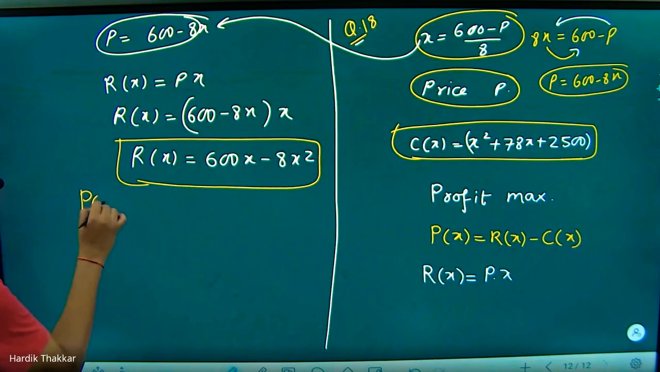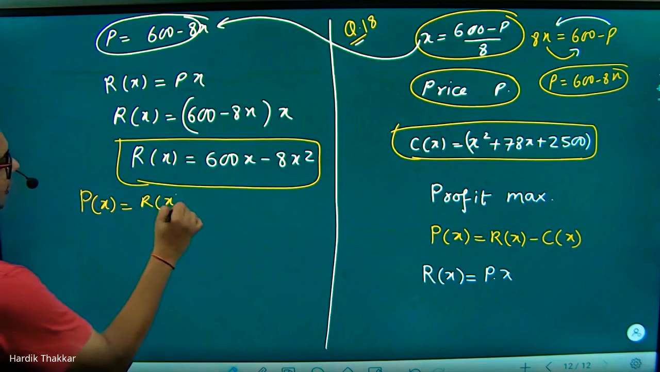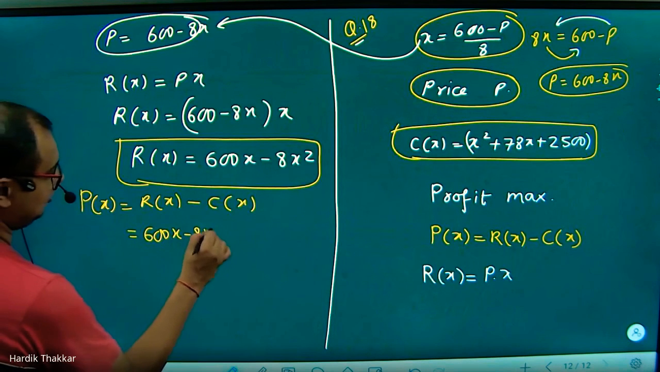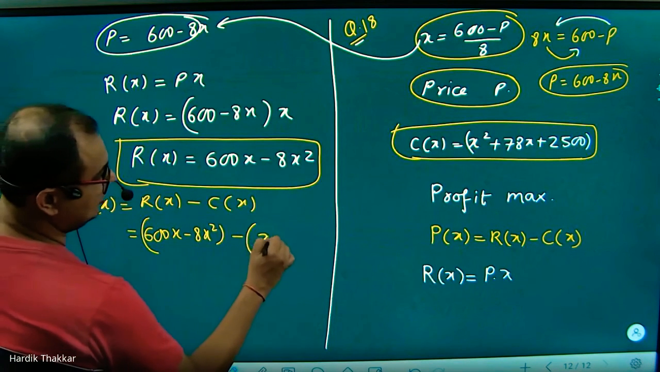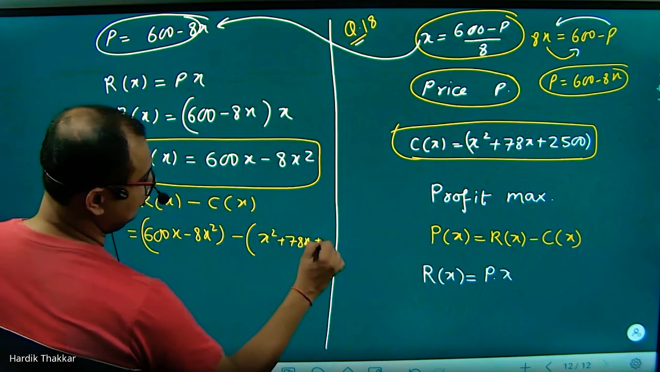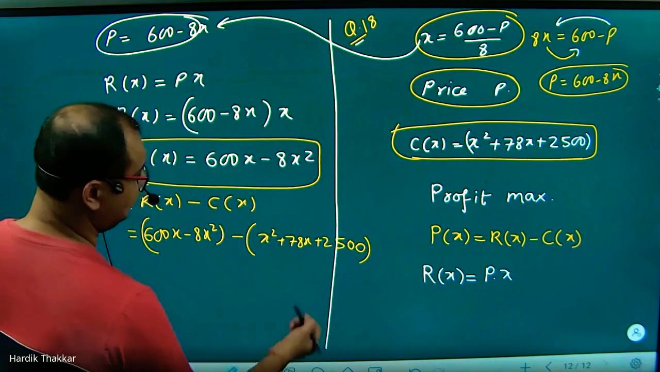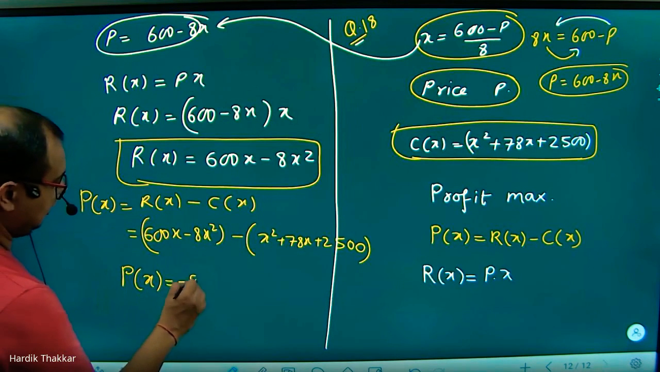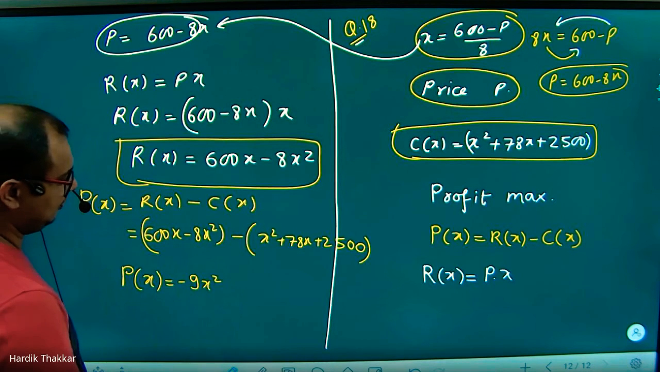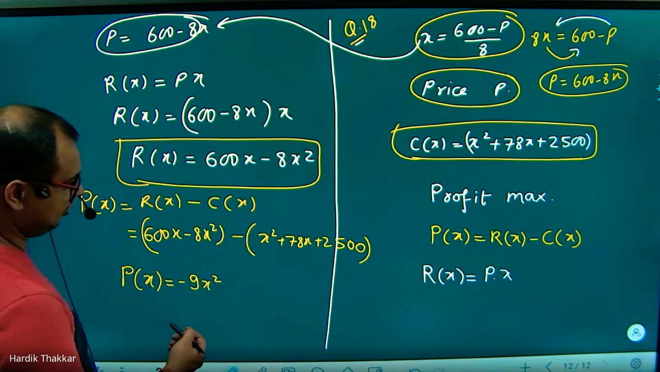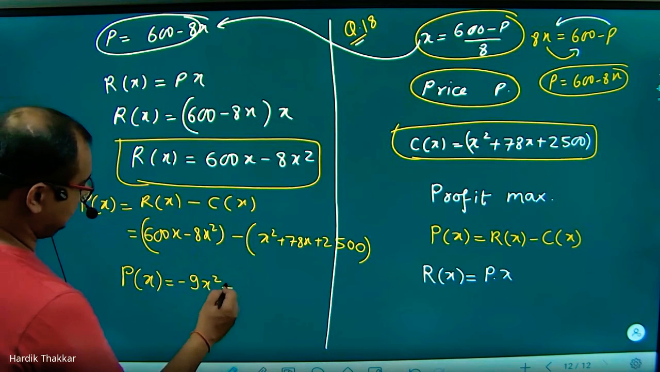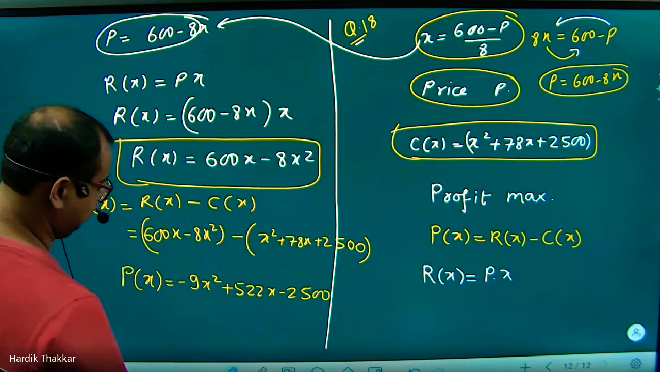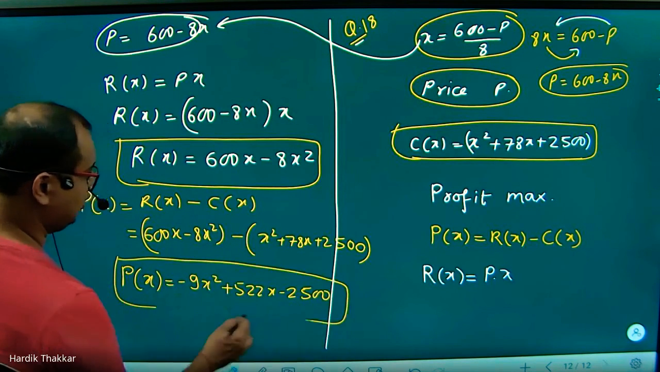सो द प्रॉफिट फंक्शन p ऑफ x इज इक्वल टू r ऑफ x माइनस c ऑफ x. So it will be 600x minus 8x square minus x square plus 78x plus 250 is equal to 2500. Now simplify this. So p of x will be what? After simplification, you will get minus 9x square plus 522x minus 2500. Just check. This will be the profit function. Okay.